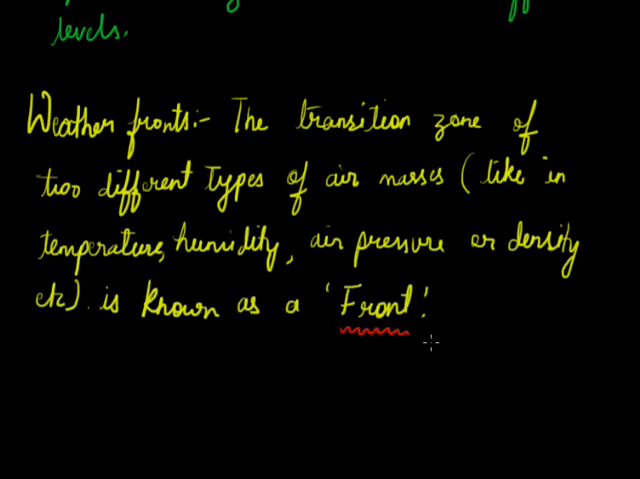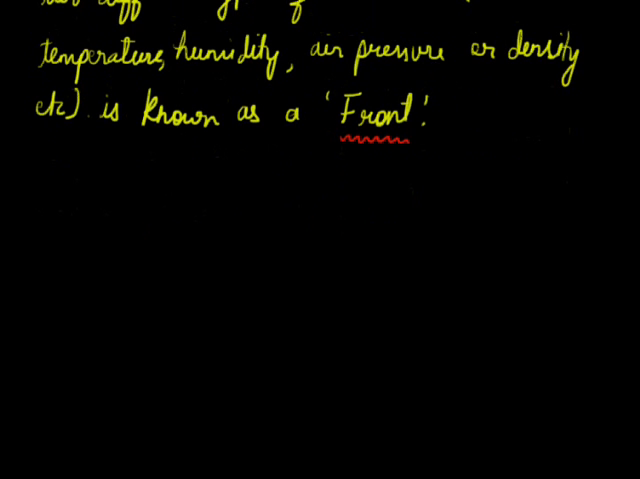These fronts usually act as the areas where we find different types of weather conditions. Majorly, the weather fronts are divided into four types: the cold front, the warm front, the occluded front, and stationary front.